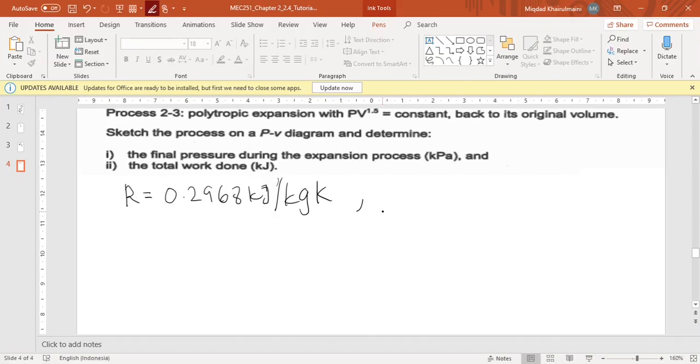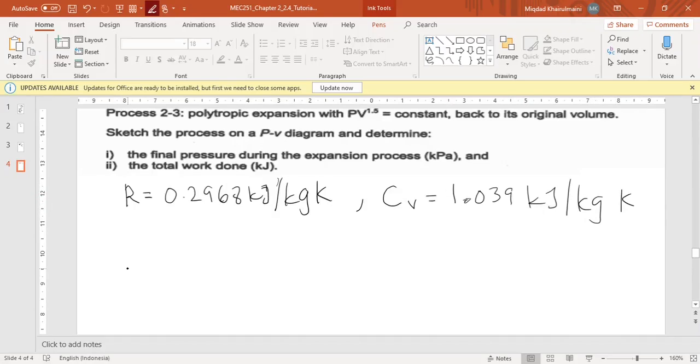For a closed system, we usually read Cv, because to find the internal energy, it's CvT. So we read Cv. Cv here for nitrogen is 1.039 kilojoules per kgK. Only these two values will be enough before we can proceed with the steps.